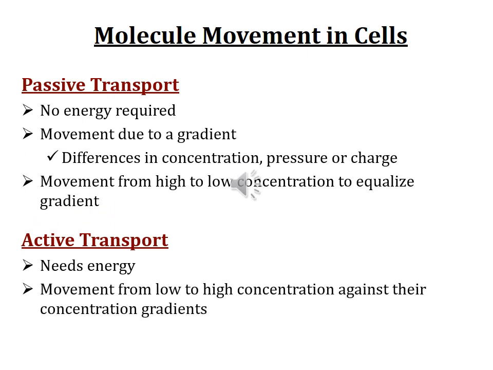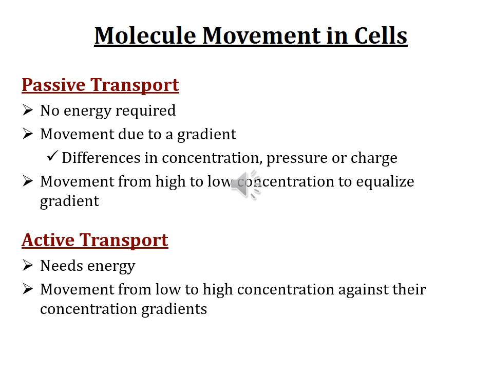Now, let's talk, guys, about molecule movement in cells. There are two types of movements of molecules that occur in cells. These are passive transport and active transport. In passive transport, there is no energy required. In active transport, energy is required. Passive transport is movement due to a gradient. Now, this gradient can be concentration, can be pressure, can be charge, so it doesn't have to be concentration.